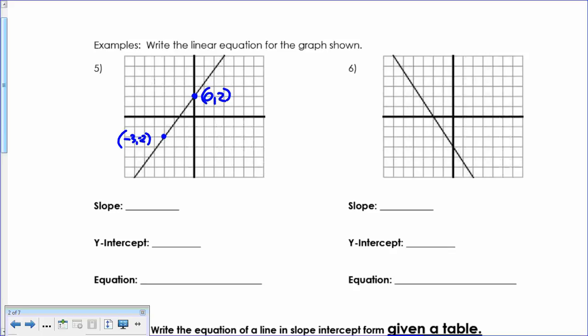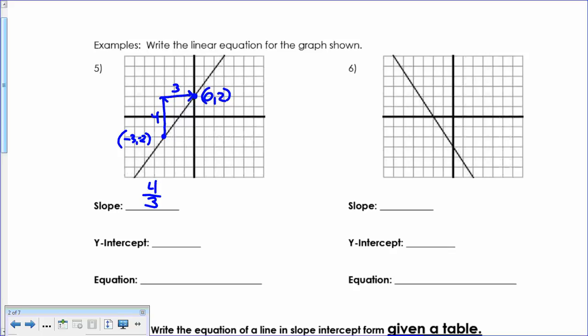So let's figure out our slope. How many do I have to go up? What's my rise? What's my run? What's my rise? Nick? 4. 1, 2, 3, 4. What's my run? How far do I go over? Ethan? 3. So our slope is 4/3, right?